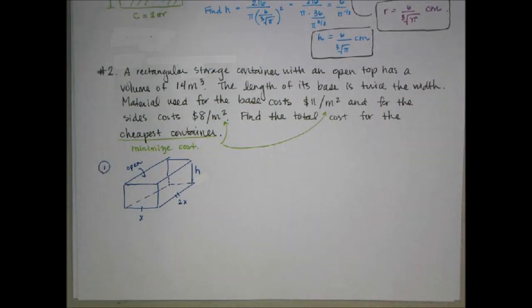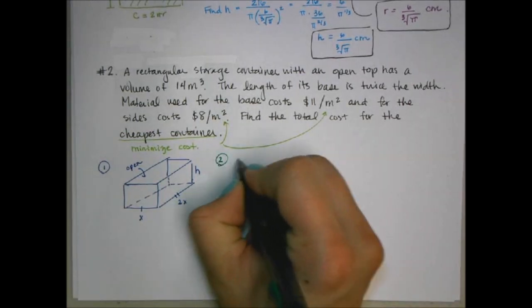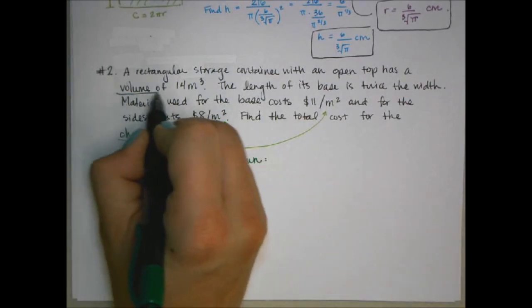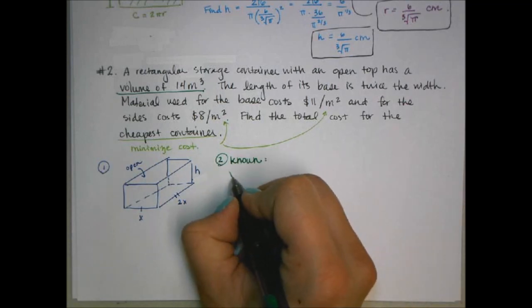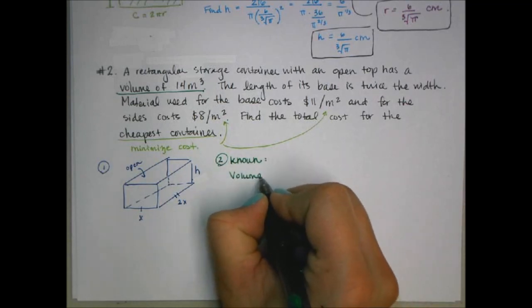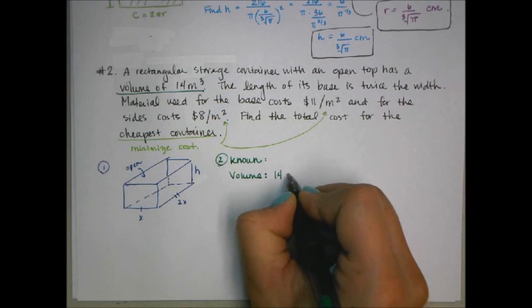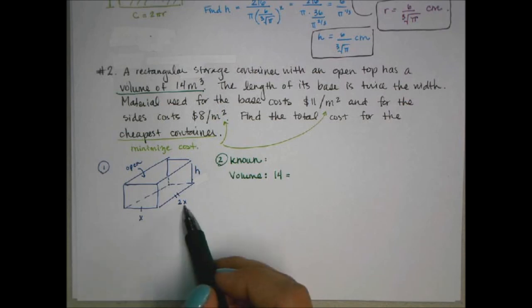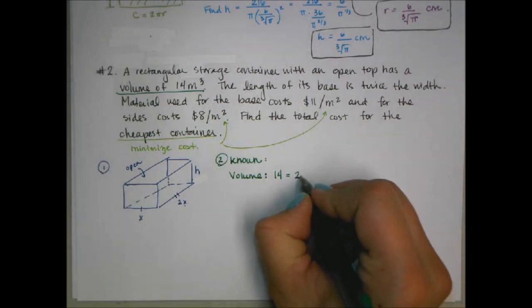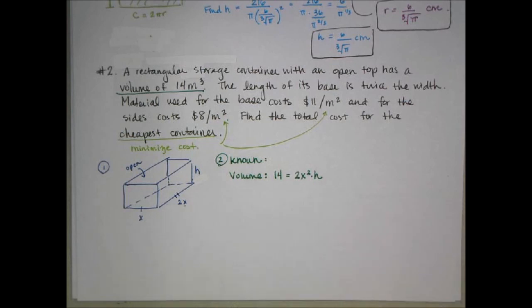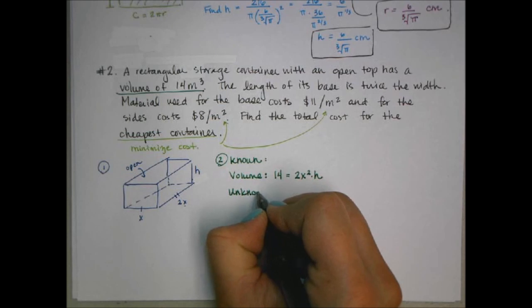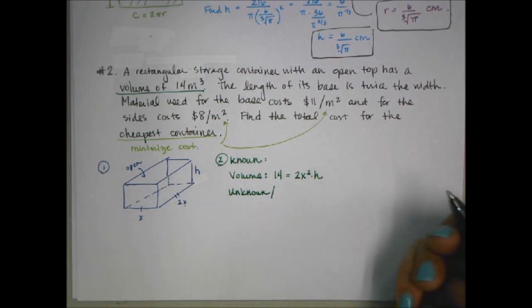Now, we're going to write our two equations. So we'll start with the known equation. And in this problem, the known information, again, is the volume. Volume is 14 cubic meters. So volume, we have 14 is equal to, and volume is length times width times height. So I have 2x squared times h.